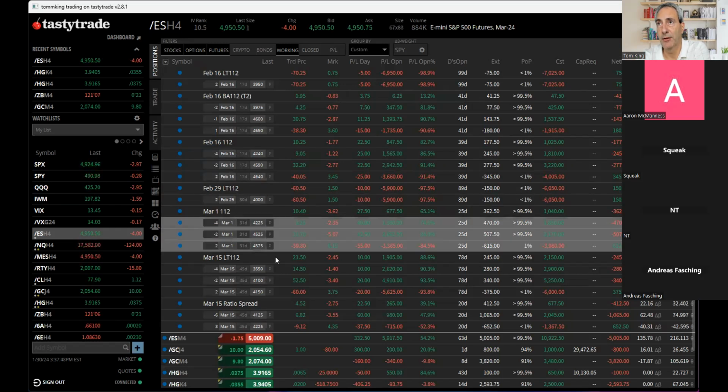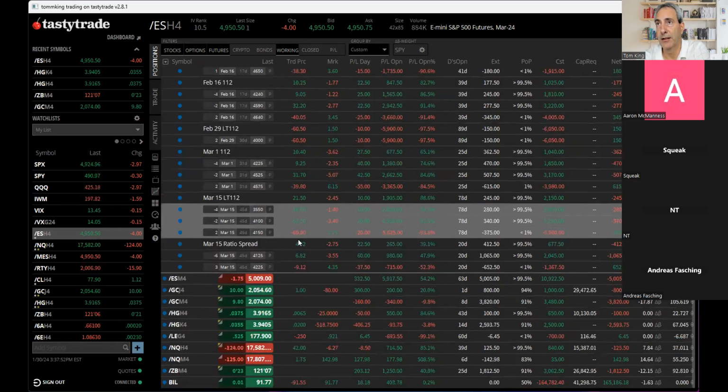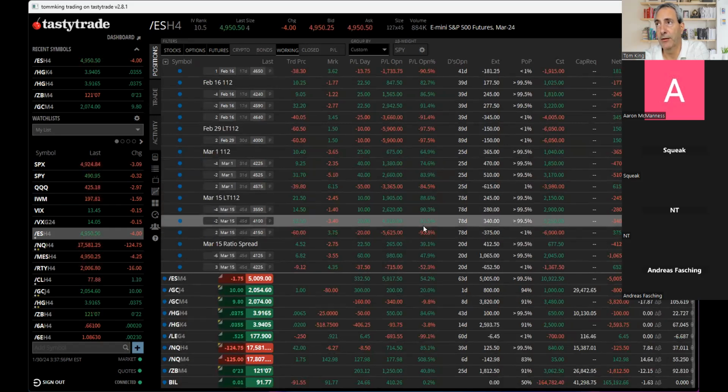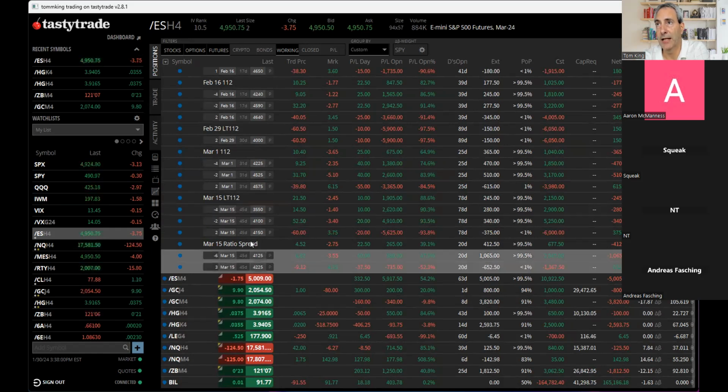I got a 112. We got another 112 here. Nothing to do on this March 112. A long-term 112 here. We're getting close to these short puts, and we're getting close here, but we're not there yet. Here's a ratio spread. This ratio spread is up 40% in 20 days. I'm right on the 50 in 30 type of a thing.